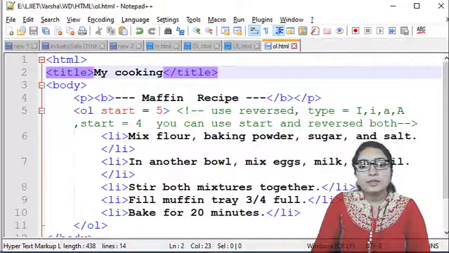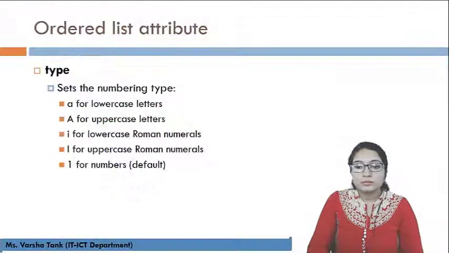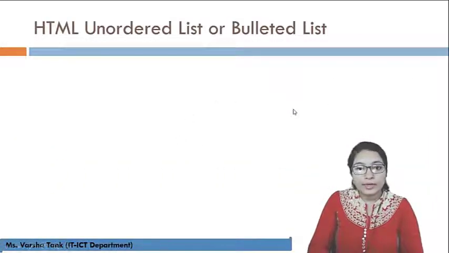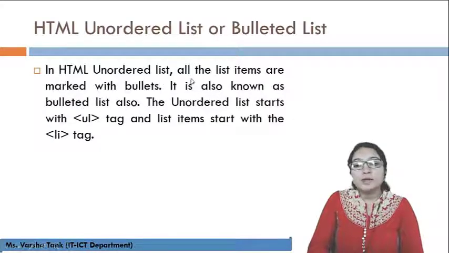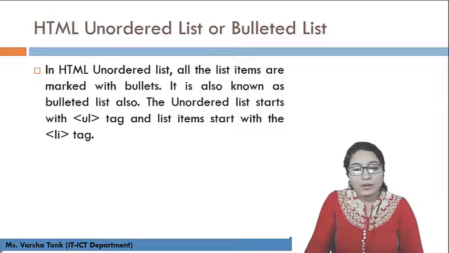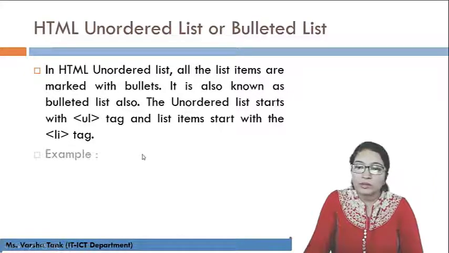Now let's see the unordered list. Next is the HTML unordered list or bulleted list. In an HTML unordered list, all the list items are marked with bullets. So it is also known as the bulleted list, that means all the list items are marked with a bullet or any bullet type that you want. The unordered list starts with the UL tag and the content inside it you can define using the li tag, as we have done in the OL tag.